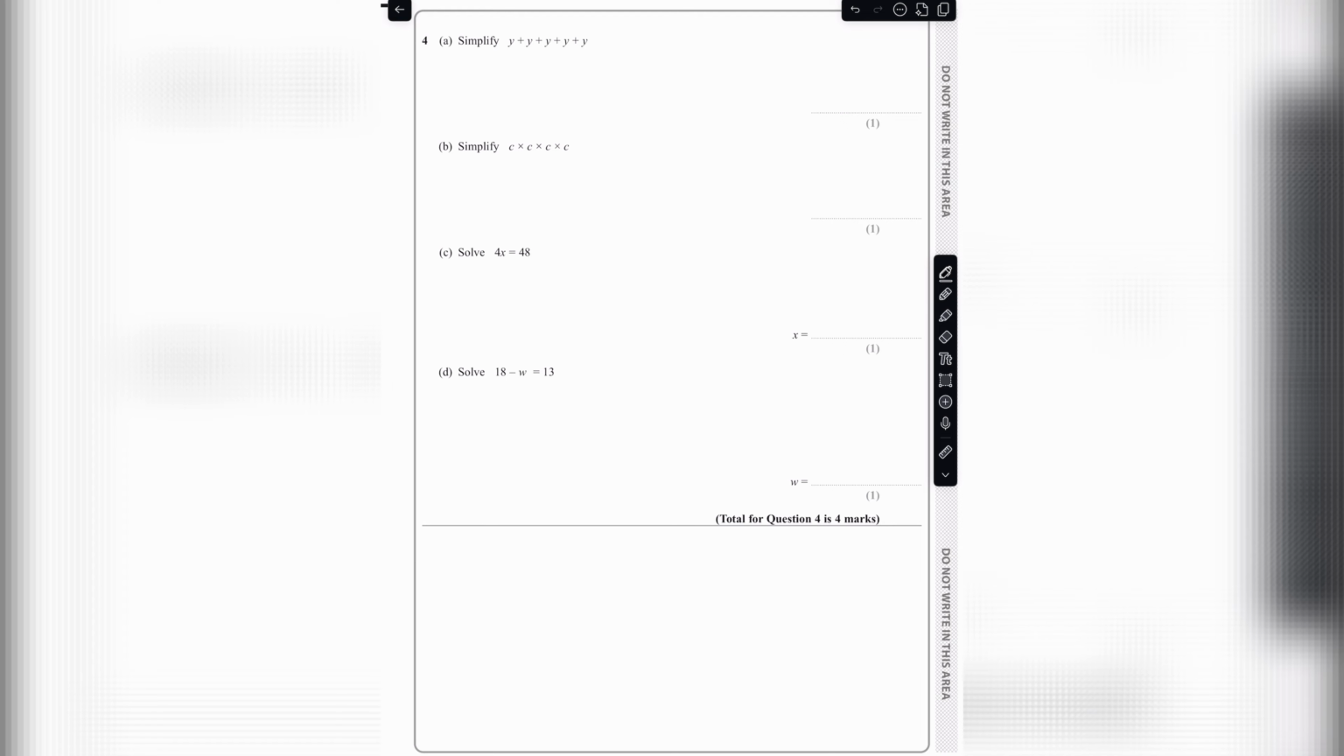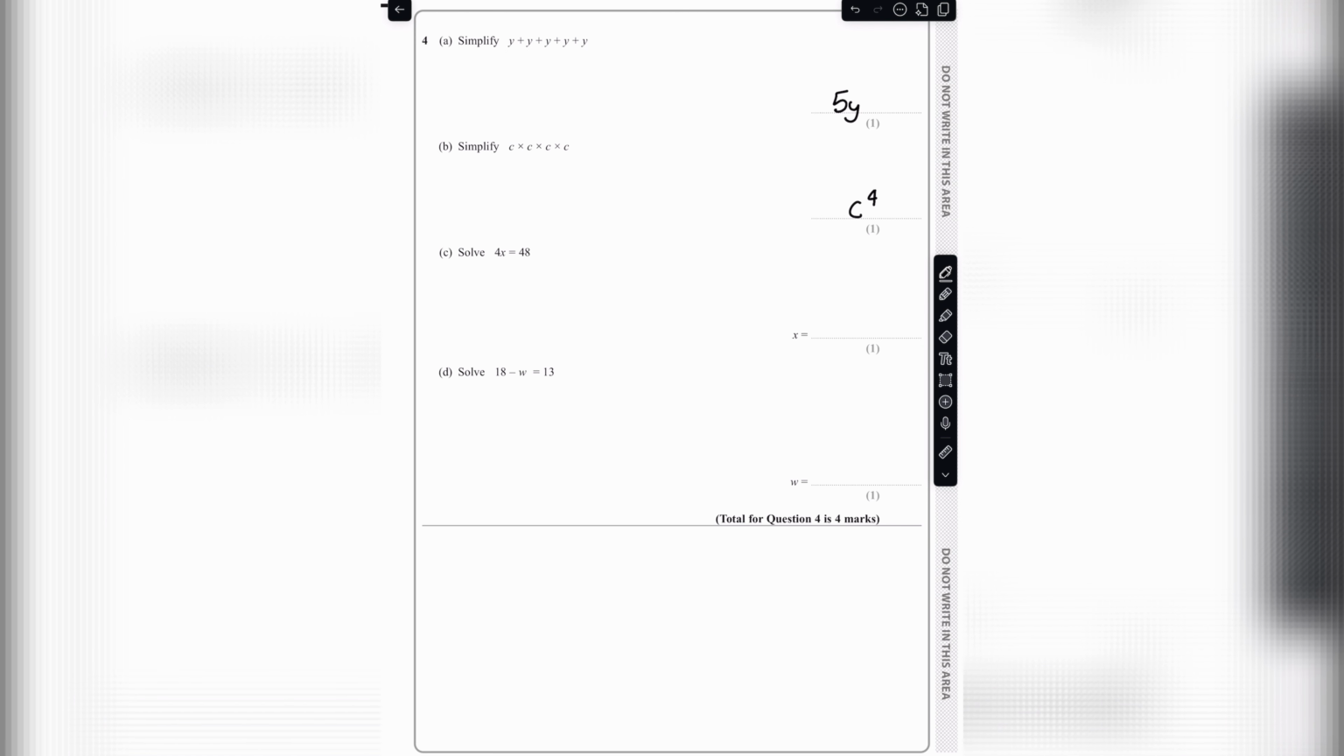In the first part of question 4, we are told to simplify this expression. So given as I have the sum of 5 lots of y, my answer is simply 5y. In the next part of this question, we are told to simplify c times c times c times c, and that simply gives us c to the power of 4.